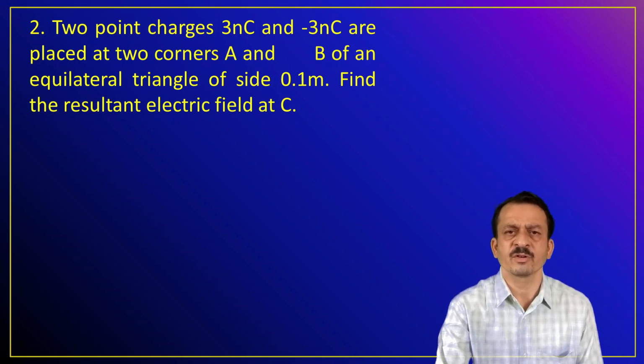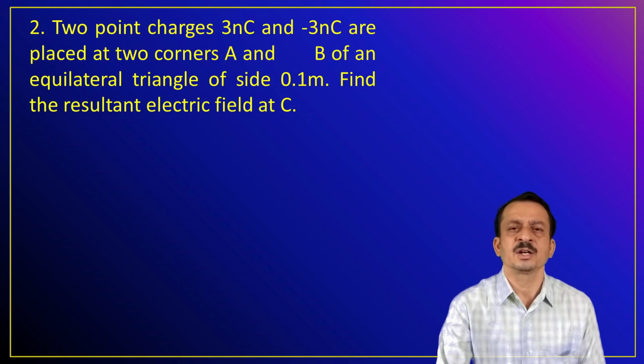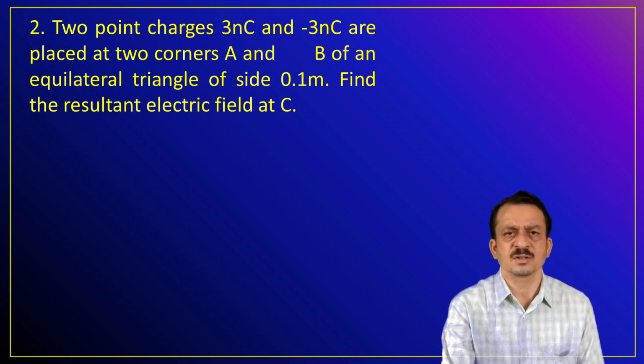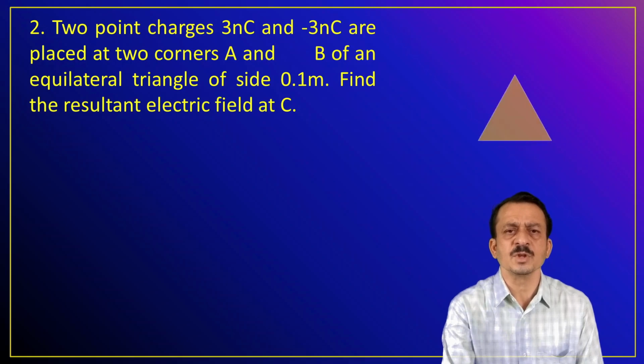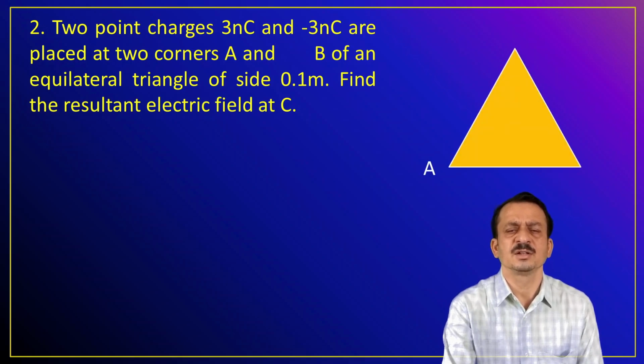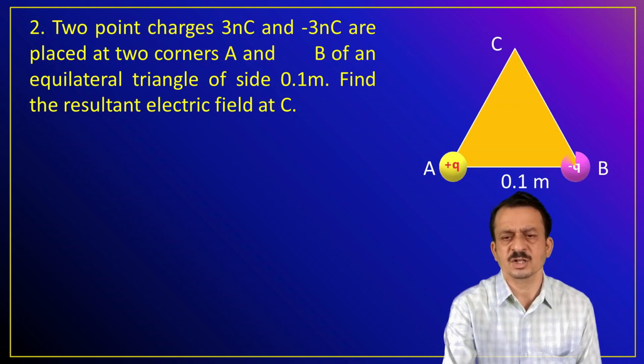Now here they have given an equilateral triangle, and at two corners A and B, the two charges: one is positive 3 nanocoulomb, another one is negative 3 nanocoulomb. They are placed at A and B respectively. Now we have to calculate the resultant at the other vertex, that is C. For that, consider the triangle. Now we have point A, point B, and vertex C. At A we have a positive charge, and each is separated by a distance of 0.1 meter. At A we have a positive charge plus Q. At B we have a negative charge minus Q.